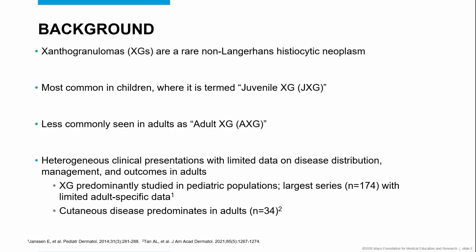Patients with XG can have heterogeneous clinical presentations, and there's really a paucity of data on disease distribution, management, and outcomes. Predominantly, xanthogranulomas have been studied in pediatric populations, with the largest series that I could find having 170 patients with outcome data, but very limited adult-specific data. But prior work did demonstrate that in xanthogranuloma, it is predominantly cutaneous disease that is the manifestation.